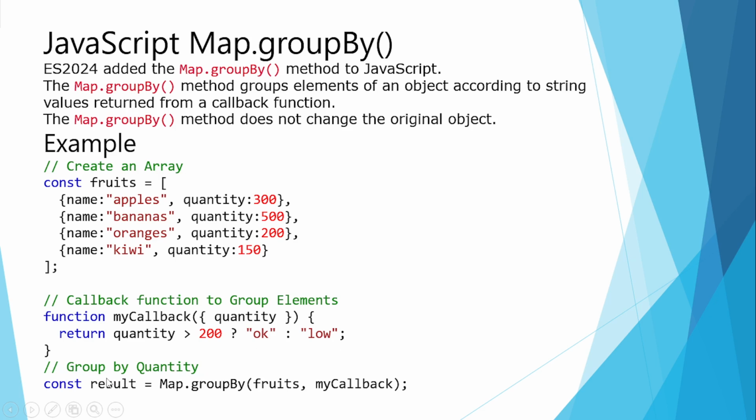Group by quantity: const result equals Map.groupBy, and in this method we just pass the fruits array and myCallback, meaning this function. So if you didn't understand this Map.groupBy, don't worry, in the next chapter we will explain it more deeply with some more examples.